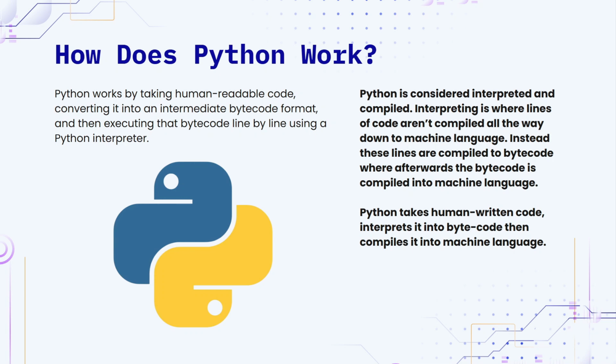So how does Python work? This is going to be a little complicated, but if you don't pick everything up, that should be fine. Python works by taking human readable code and converting it into an intermediate bytecode format, and executes that line by line using an interpreter. Essentially, Python is a high-level language, meaning it's really similar to human language. Converting that directly into machine language is really inefficient. So Python converts into bytecode, which is a machine language but isn't the original source code. It does that line by line, and then afterwards, it compiles each of those individual lines.